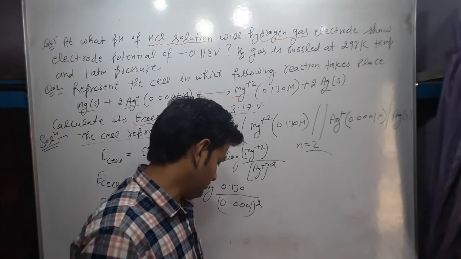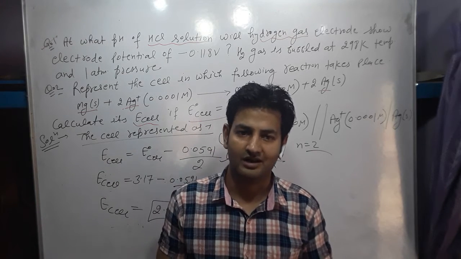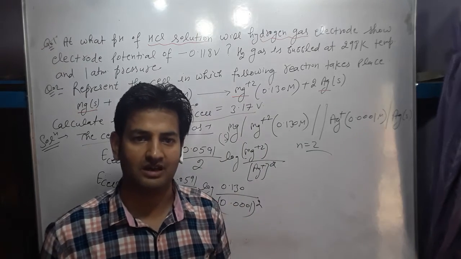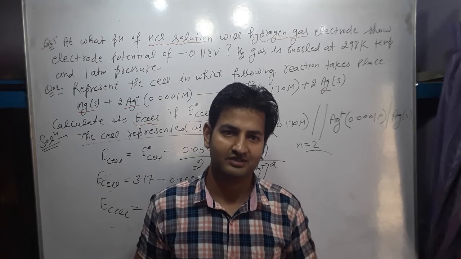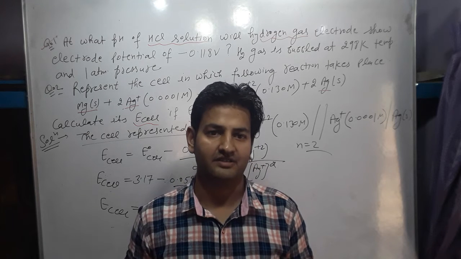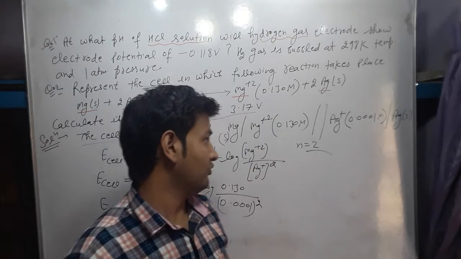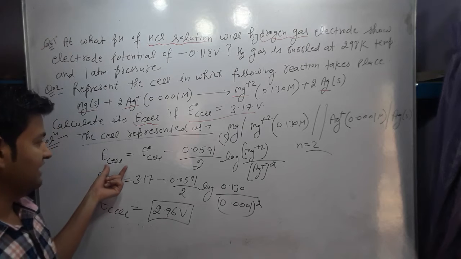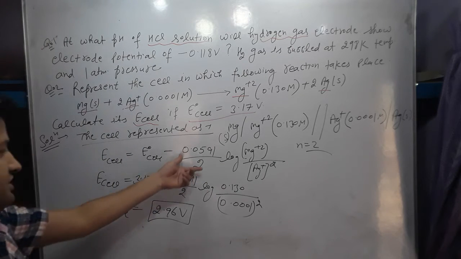So if we have to represent any cell, then we apply LOAN and RRCP. The metal which undergoes oxidation is written on the left hand side, and the metal ion which undergoes reduction is written on the right hand side, which acts as the cathode, while the left hand side acts as the anode. So we can represent the cell. And the next point is that the EMF of the cell can be calculated simply by using the Nernst equation.